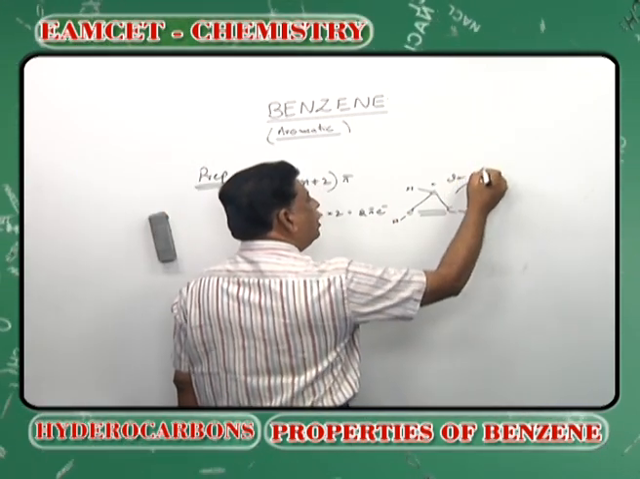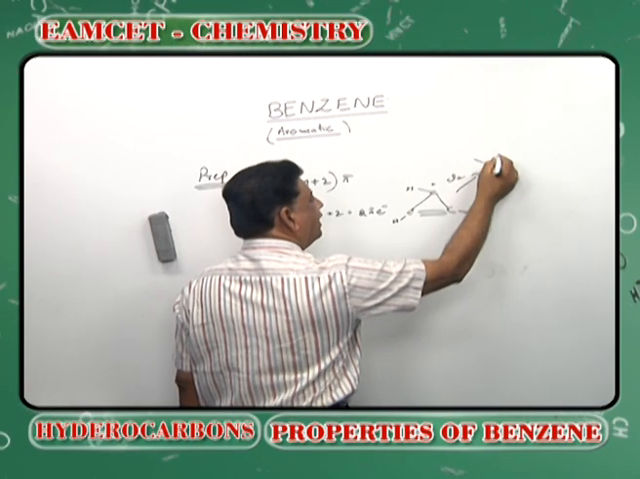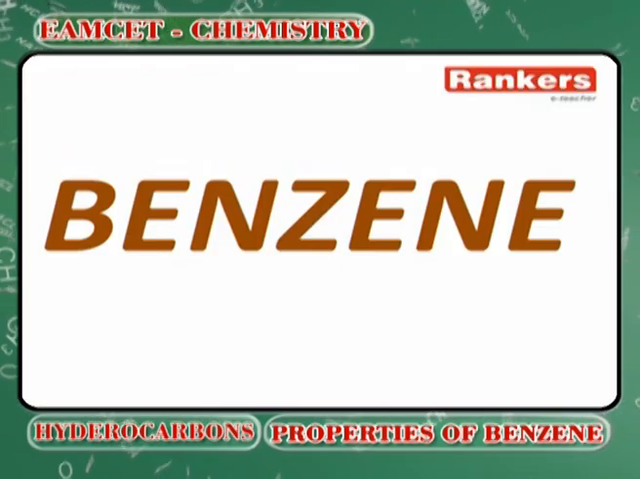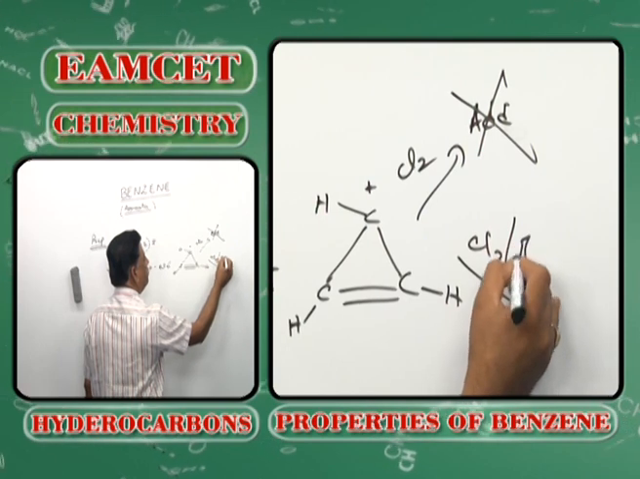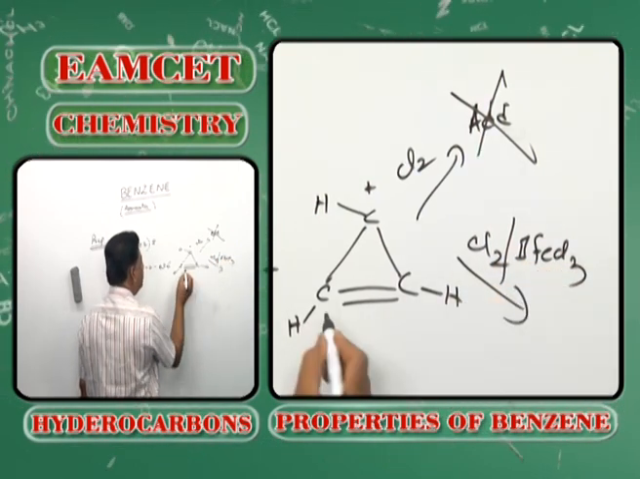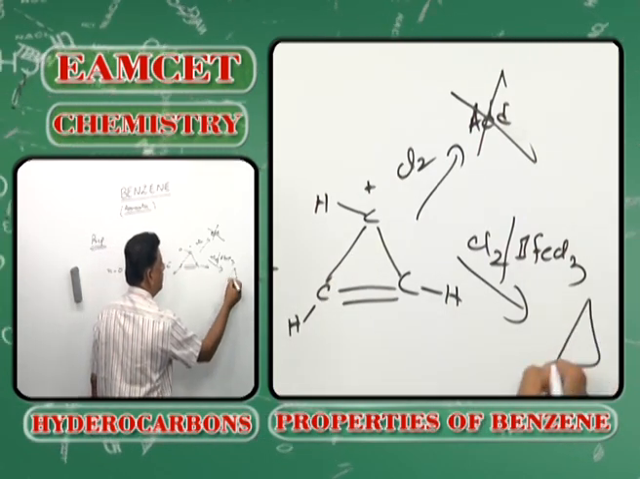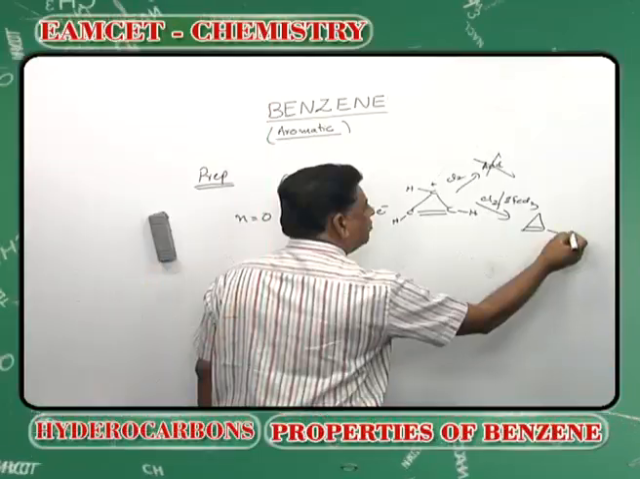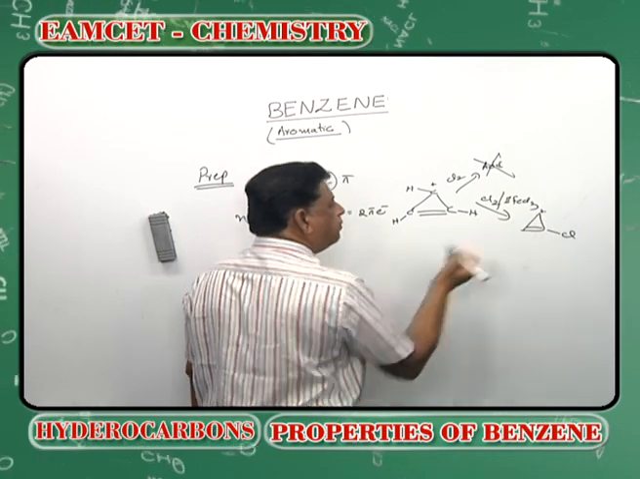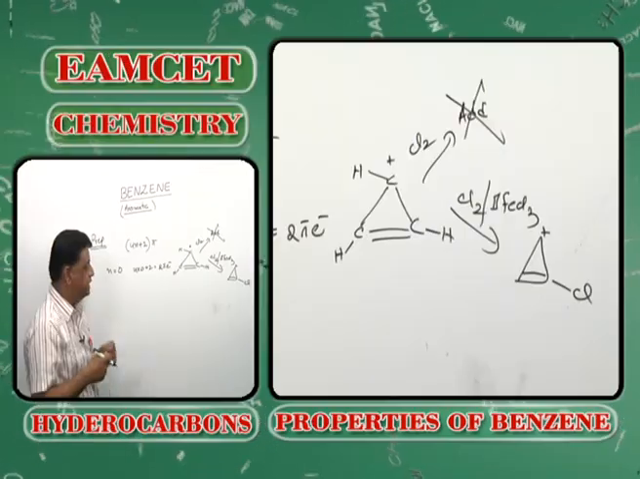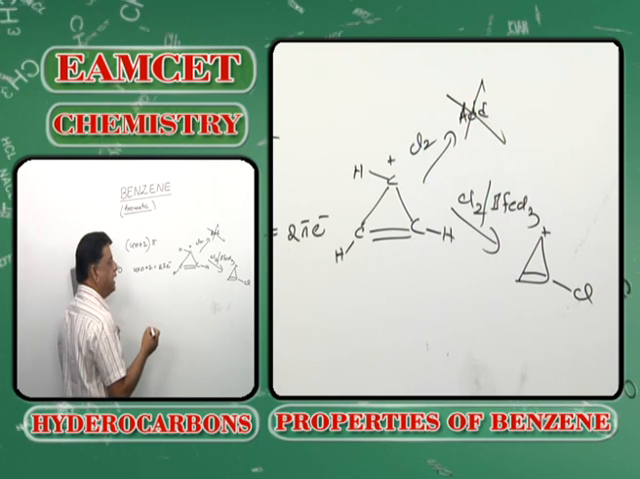What does aromatic character mean? If you add chlorine, there is no addition. Instead, if you add chlorine in the presence of a catalyst like anhydrous ferric chloride, what is going to happen? The double bond will be there, but one of the hydrogens will get replaced. In fact, the charge and the double bond keep changing.